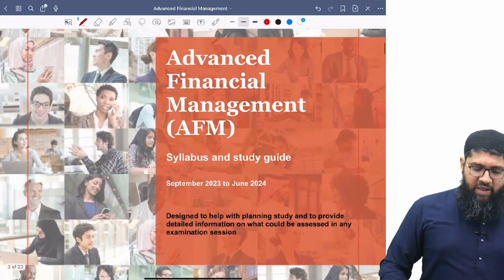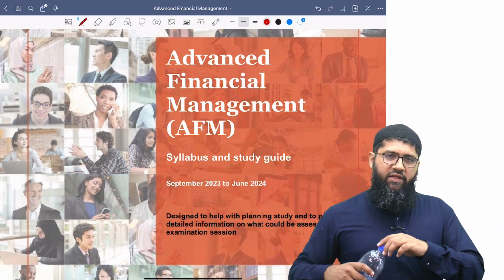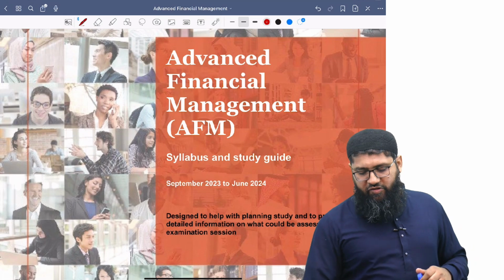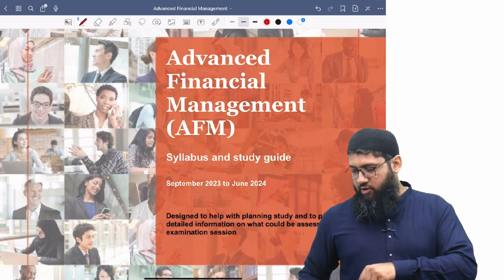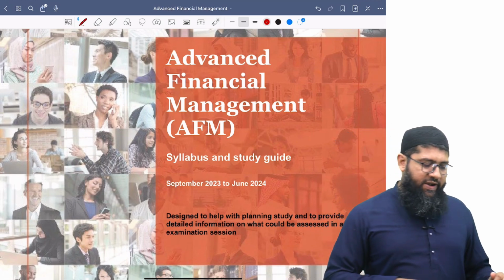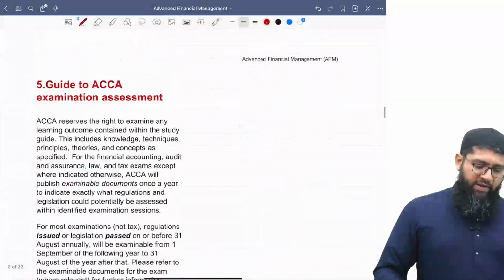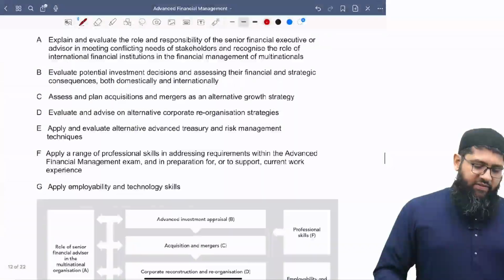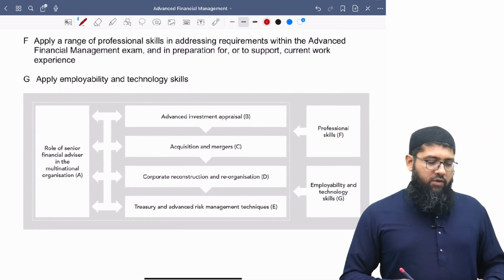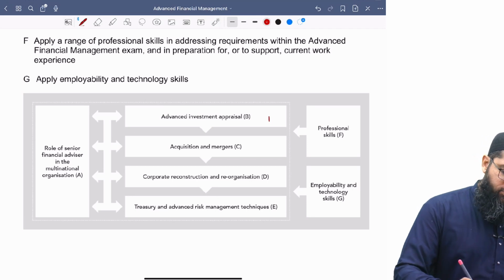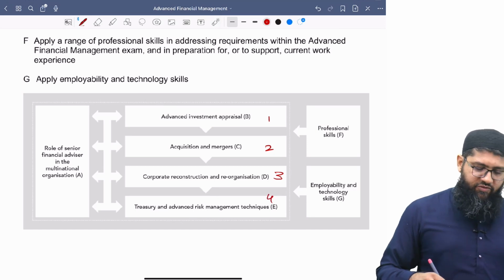I've got in front of me the syllabus guide, which is for the periods starting from September 2023 to June 2024. Let me guide you about this syllabus guide. The first thing that I want you to understand is that, as I told you, there are 4 major areas of the syllabus, and you can see them in the syllabus also. What are those 4 major areas? They are advanced investment appraisal, acquisitions and mergers, corporate reconstruction and reorganization, and advanced risk management techniques.